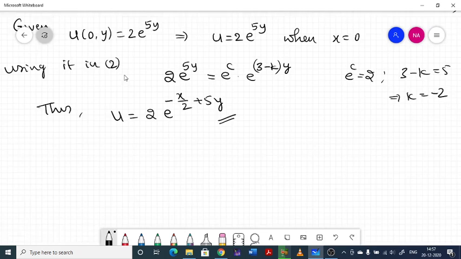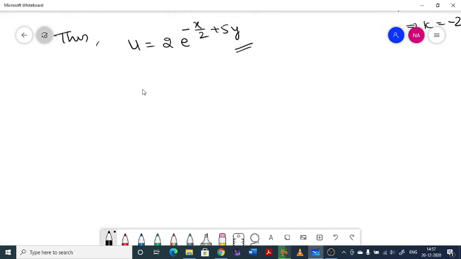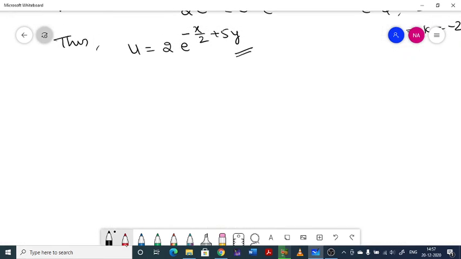Let us consider one more problem. Solve u subscript xy equal to u by the method of separation of variables. Solve u subscript xy equal to u by the method of separation of variables.